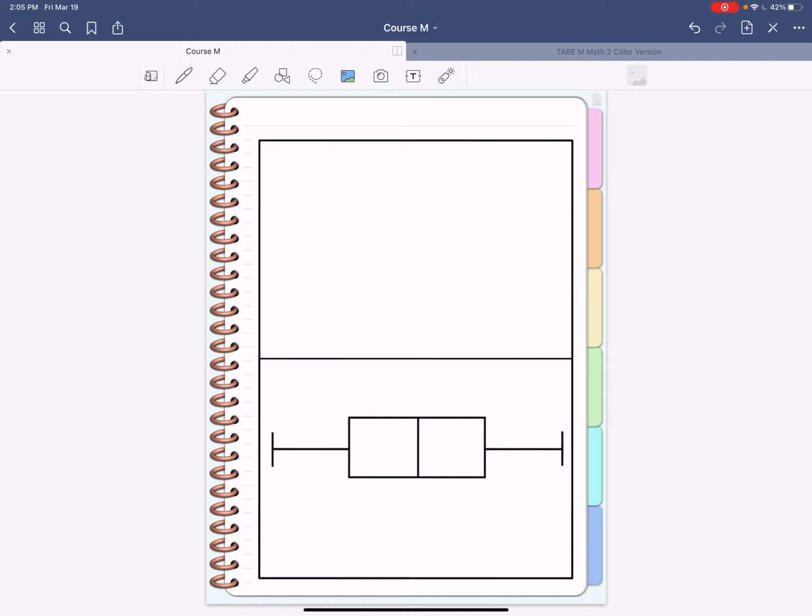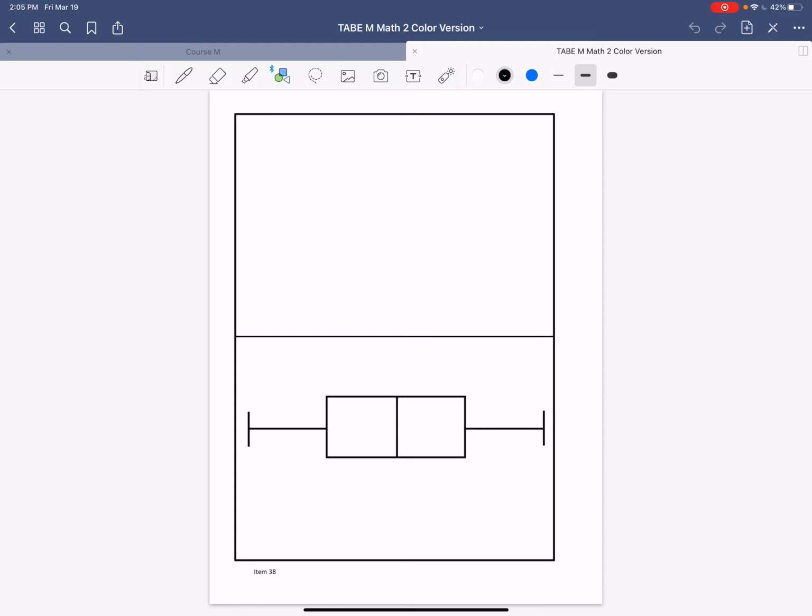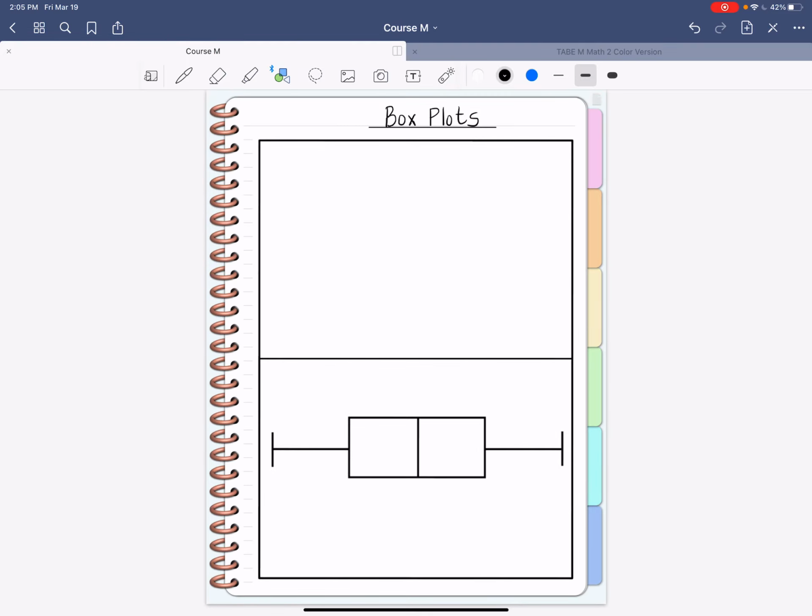Hello there. Welcome back. In this video, we're going to be talking about box plots. And you need a memory piece for this one. I believe it's item 38. Yes, you need item 38 cut out and ready to go here.